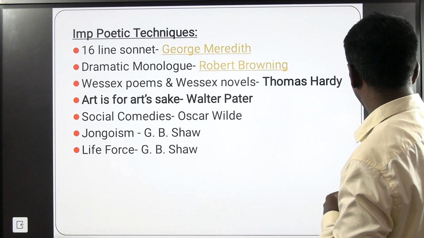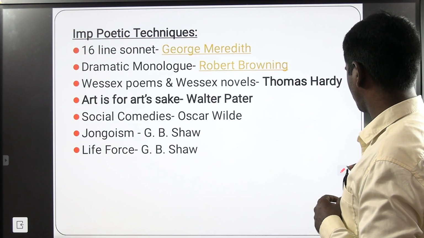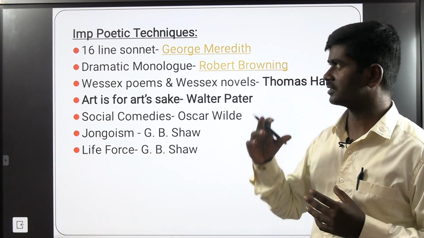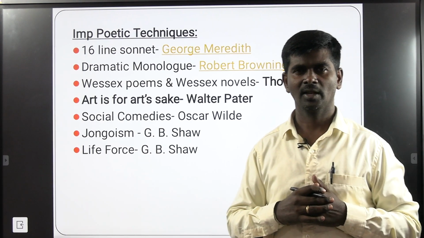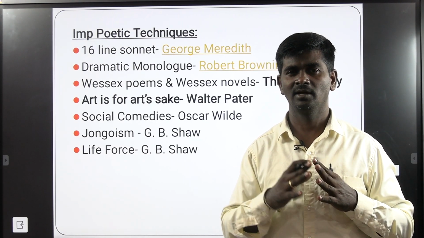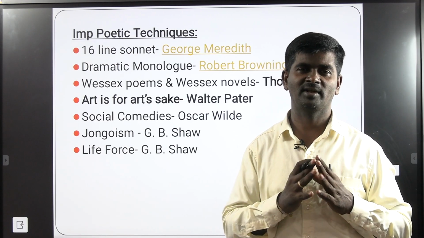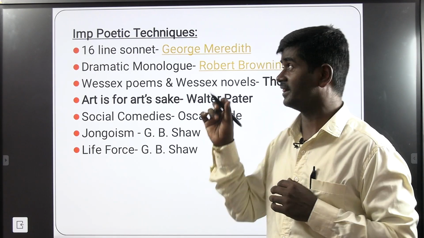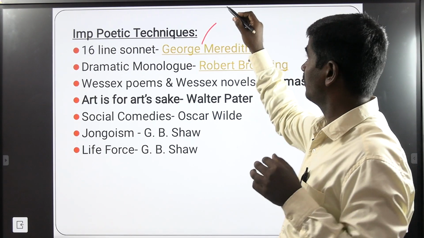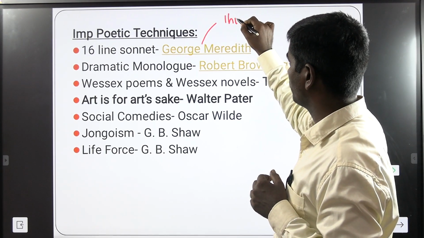Next, another important technique introduced into English literature during this period, the 16-line sonnet. Usually sonnets are composed in 14 lines. According to G.M. Hopkins, 10 and a half lines. But according to George Meredith, and his father-in-law was Thomas Love Peacock.